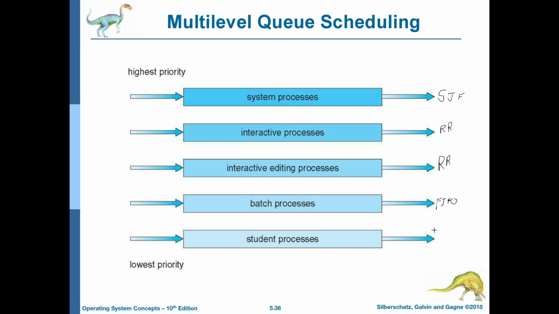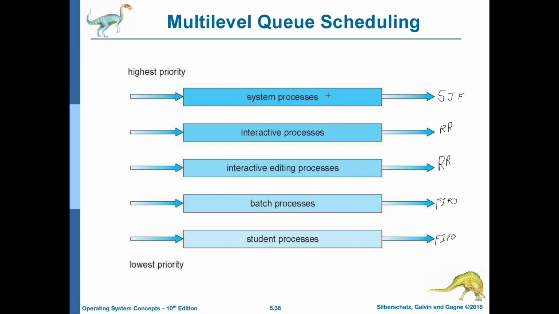Type of affair. And student processes, because students are always the lowest priority, could also be first in, first out. In any case, a multi-level queue allows you to specify a process and what type of scheduling it should experience in relation to all of the other processes running on the system.